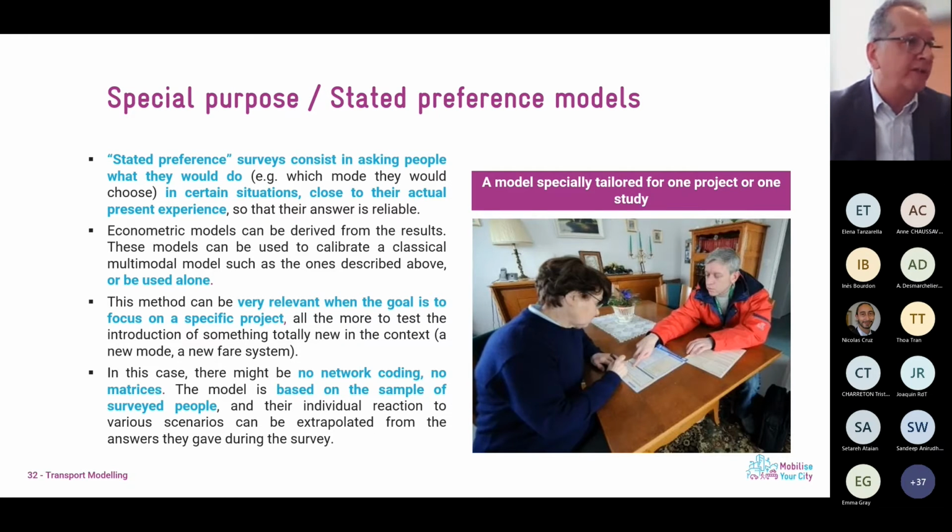So there might be no network coding, no matrices, and maybe just a model based on the sample of surveyed people, and to see how these people would react to different scenarios, and then you extrapolate to the full population.